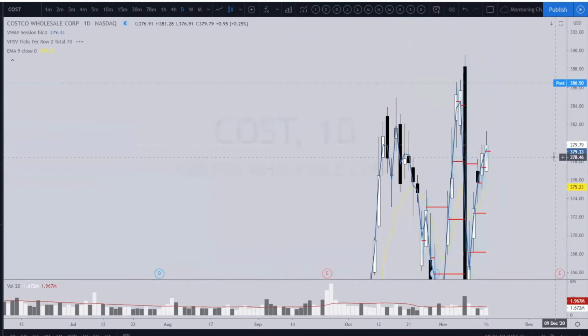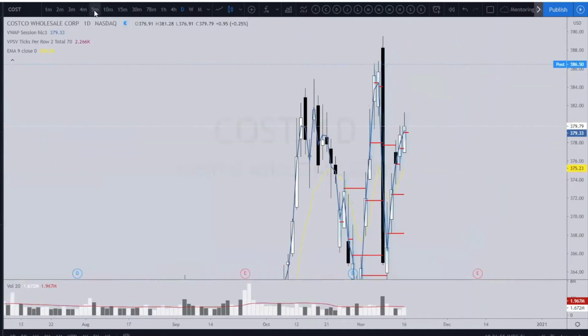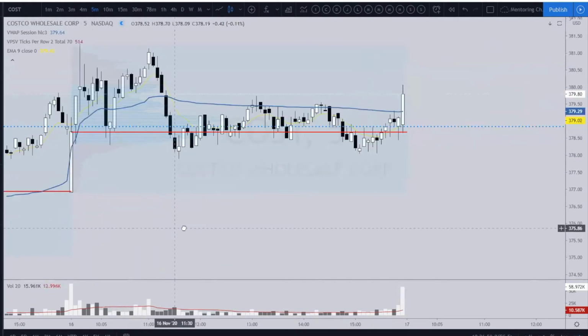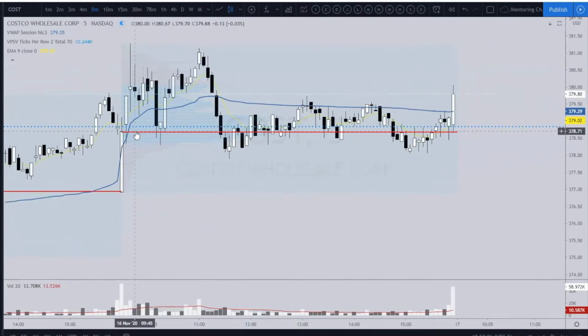Now, basically, actually, let's go back to the 5-minute chart. So basically what I'm doing when I am watching the point of control, or when I am in a trade, I'm watching the point of control to see if it's moving up for trending up, or whether it's moving down in a downtrend.